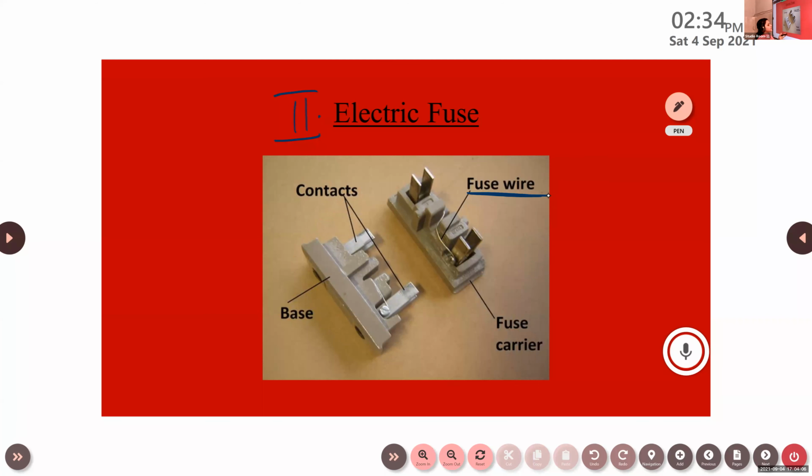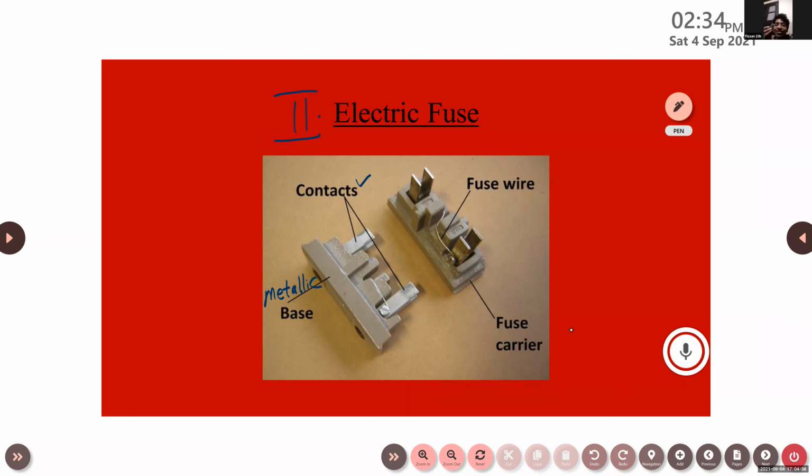Actually, an electric fuse consists of these parts. It consists of a base. It consists of a metallic base. This is metallic in nature. And two contacts are there. By connecting these two contacts, we have a wire. That wire is known as fuse wire.